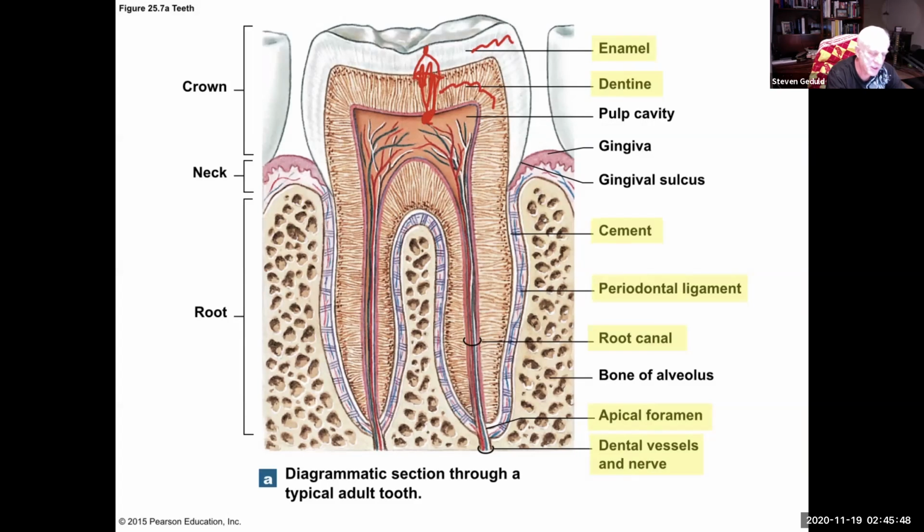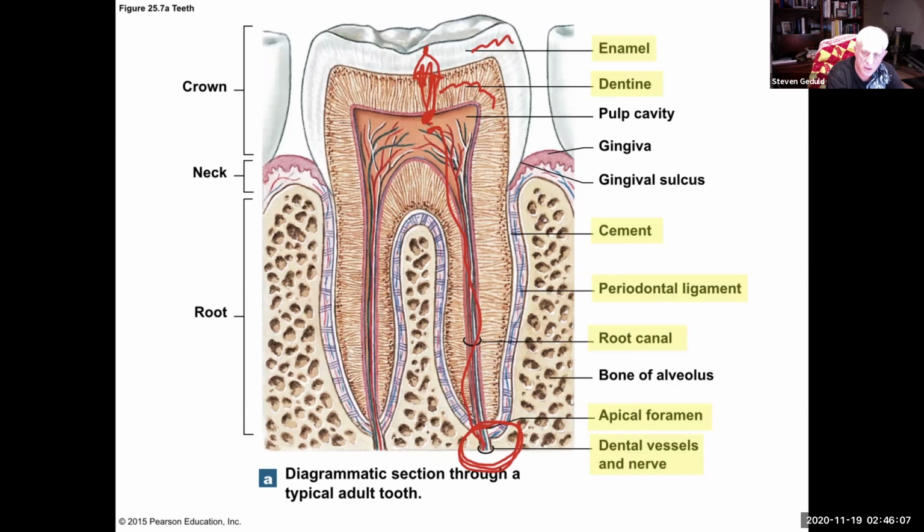Once it hits that nerve, it builds up an infection. That infection travels through the blood vessels to the bottom of the tooth here, and it starts to eat away the bone at the bottom of that root. That's what's called an abscess. You can see that on x-ray because it's clear, because the bone's being dissolved when that starts to go.